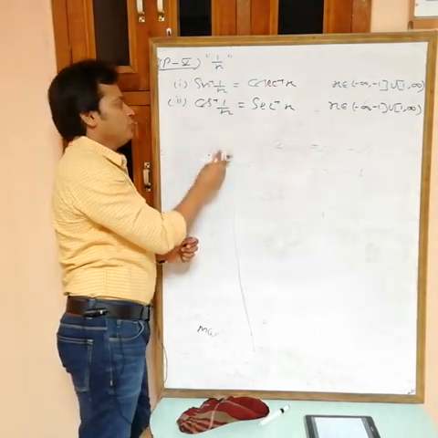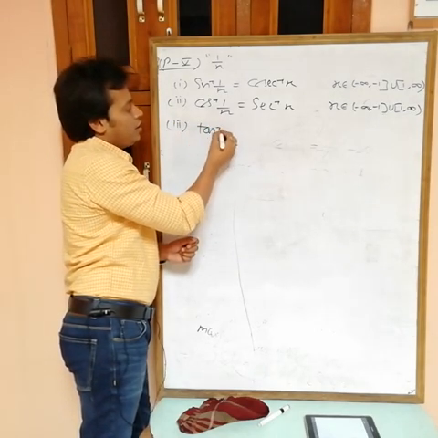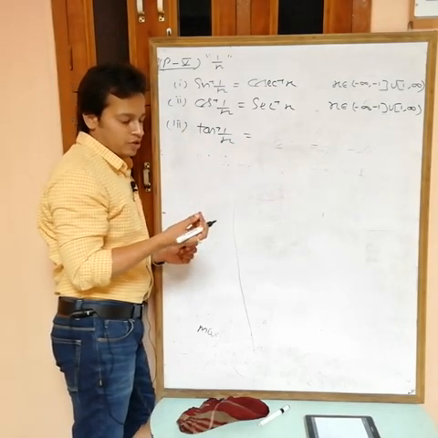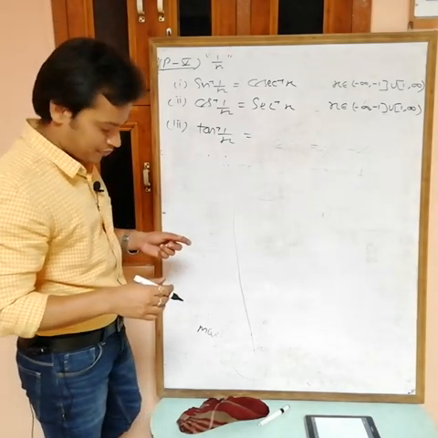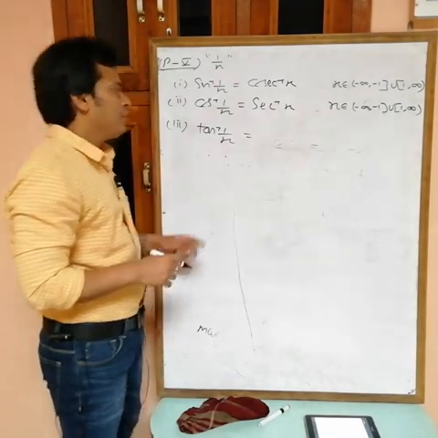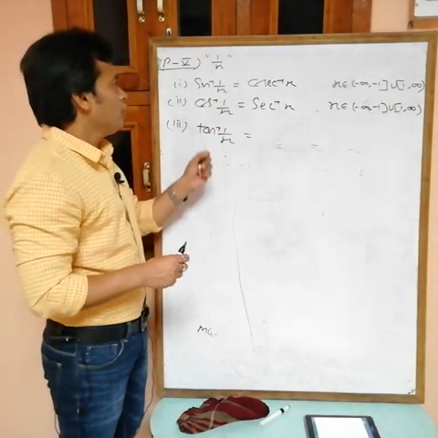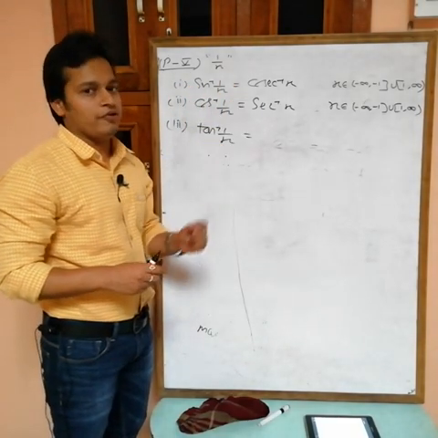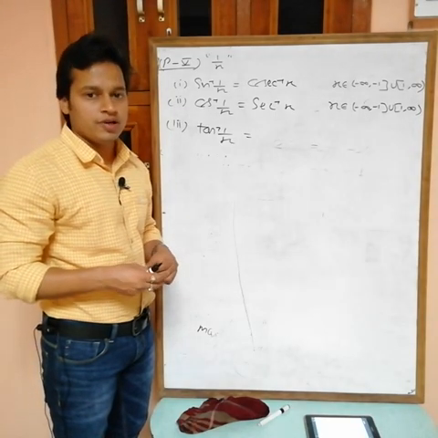Okay, and third one, tan inverse 1 by x. Now actually tan inverse 1 by x is not always equals to cot inverse x. Okay? This is not always equals to cot inverse x. Why? For the earlier one there is no problem, because the range of sine inverse and cosec inverse both are same.